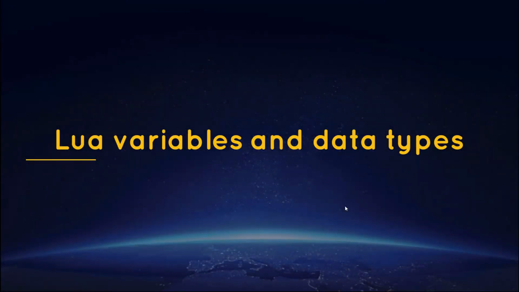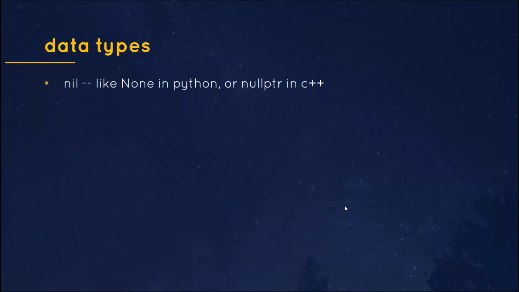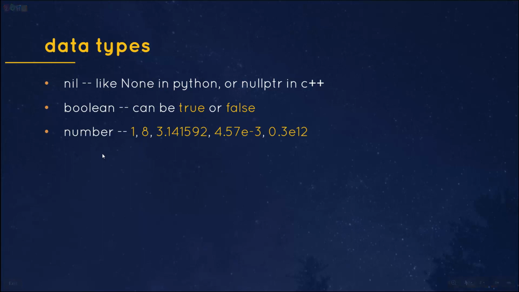Before I get into coding, let's talk a little bit about the variables and data types in Lua. So we have the nil type, which is like None in Python or null pointer in C++, and every variable which has a nil value will be automatically garbage collected by Lua. Then we have a Boolean type, which can be true or false. Then we have the number type, and the number type can represent integers, floats or doubles, and also numbers with scientific notation, like these two last numbers. Then we have a string type, and you can create strings in two ways. You can see hello Lua inside single quotes and hello Lua inside double quotes.